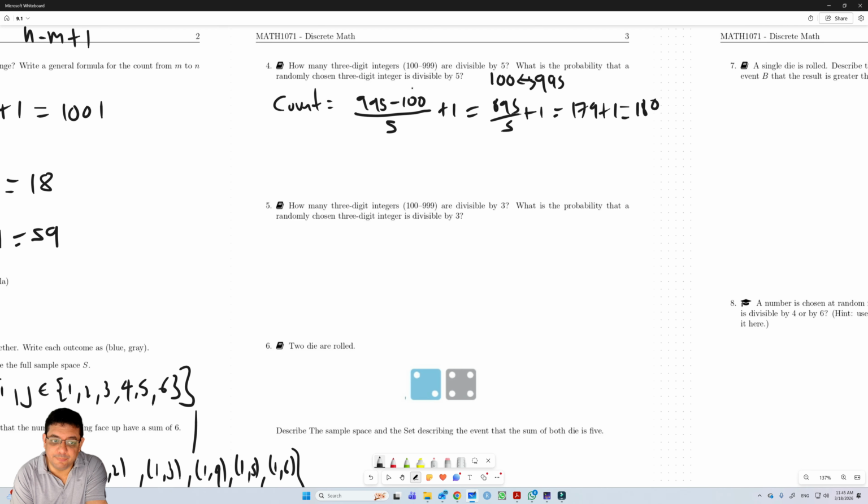Now in total, between 9099 and 100, there is 9099 minus 100 plus 1, which is 900 3-digit integers.